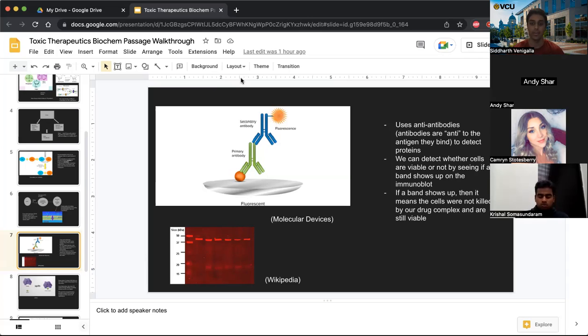Okay. Why that is relevant here is because we can detect whether the CDAV complex with 5FC actually has any effect on cancer cells by detecting if the cells are viable after we send that complex in to try to kill the cells. So that is why we're using an immunoblot. Can someone tell me the purpose of an immunoblot in this case?